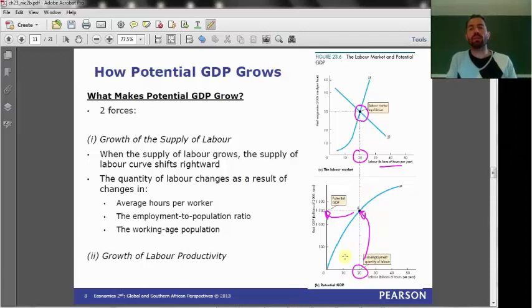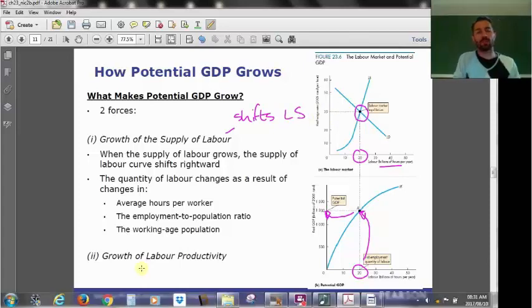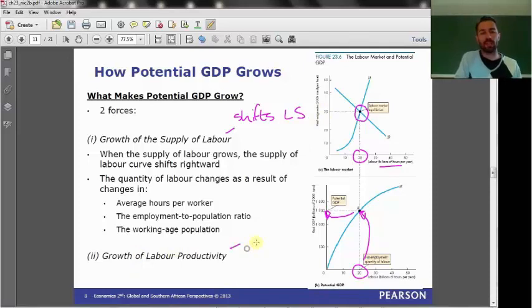How then do we grow output? Well, there's two forces that can grow our output. One is growth in the supply of labor. The other one is the growth in labor productivity. Growth of labor supply shifts the supply side, shifts LS. Growth of labor productivity shifts labor demand.